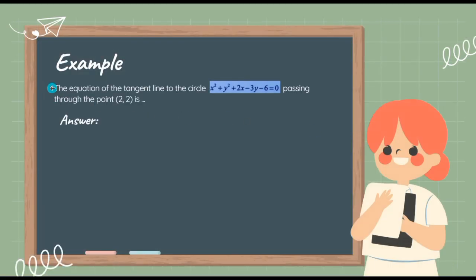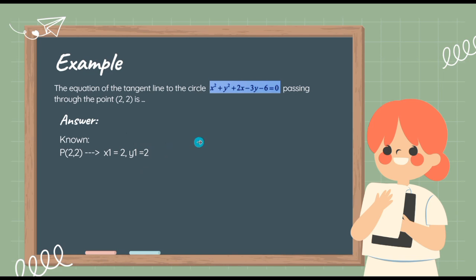Example: the equation of the tangent line to the circle x squared plus y squared plus 2x minus 3y minus 6 is equal to 0 passing through the point 2, 2. Alright, with the previous information, we can find out what the equation is. First, we write down what is known. We know that there is a point 2, 2, which means that x1 is 2 and y1 is 2.